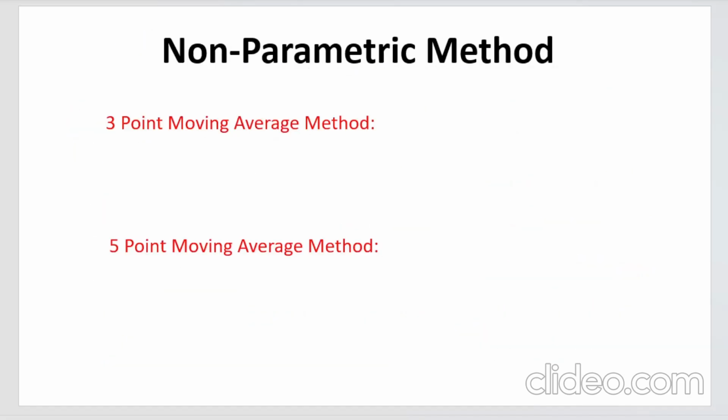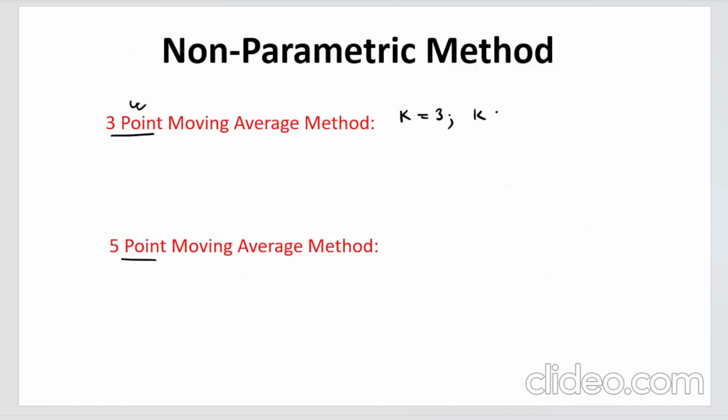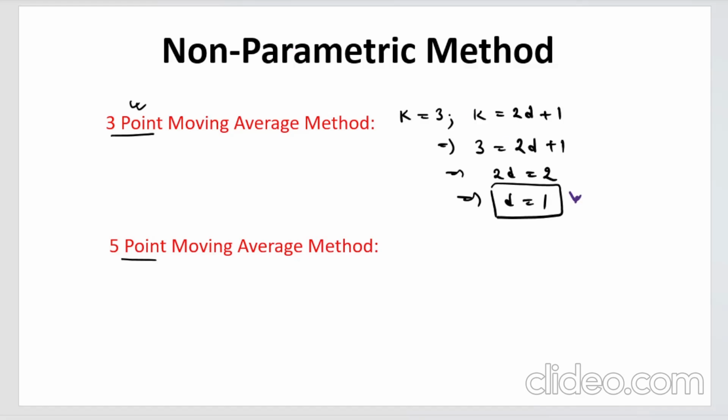Now let us see how we can find out the expression for 3-point moving average and 5-point moving average. So for 3-point moving average, the k value is 3, and now you know k is 2d plus 1. From the formula, k is 2d plus 1. Now if you put 3 here, it will be 3 equals 2d plus 1, or 2d equals 2, or the value of d is 1. So in this way you are able to find the value of d.